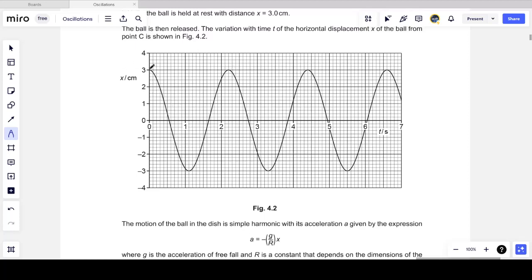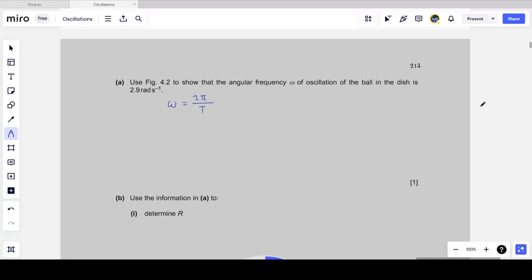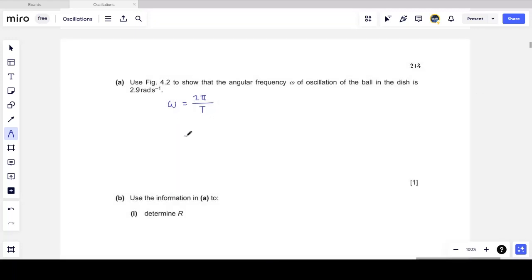If I start at the crest here and look for the subsequent crest, and I do this accurately with my ruler, I can tell that that's 2.2 seconds. So one complete cycle takes 2.2 seconds to occur. And so omega, the angular frequency, is 2 pi divided by 2.2. If I calculate this, what I get is 2.9 radians per second.